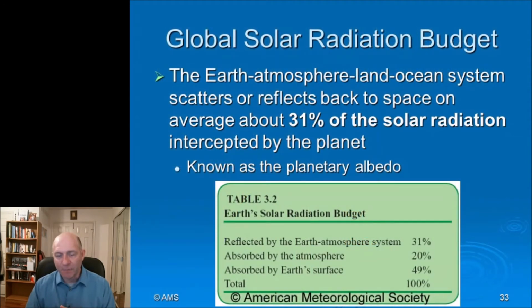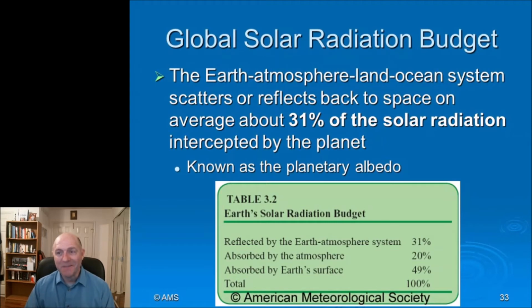So through lots of painstaking measurement over the years, the global solar radiation budget plays out this way. When you look at the Earth, atmosphere, land, ocean, cryosphere, all that combined, that system reflects back to space about 31% of the solar radiation intercepted by the planet. That's known as the overall planetary albedo. But obviously, it's not constant across the whole planet. Different parts of the planet have a different albedo.